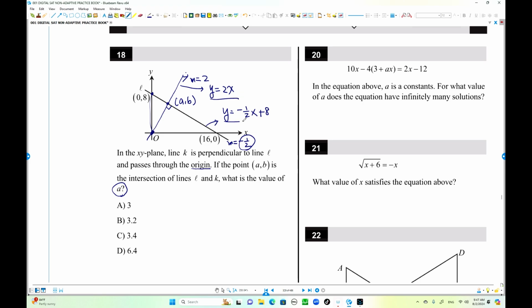Now we already have two equations. Now solve, right? 2x equals negative 1 over 2 x plus 8. So add over here: 2x plus 1 over 2 x equals 8. That is 5 over 2 x, right? That equals 8. So you multiply by 2 over 5, okay? So x equals 3.2 is the answer, okay? Choice B is the answer.